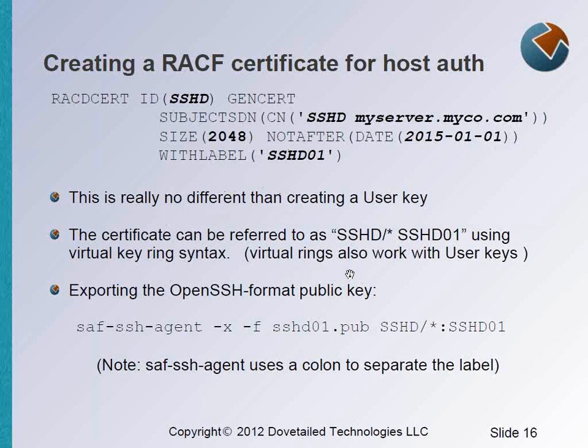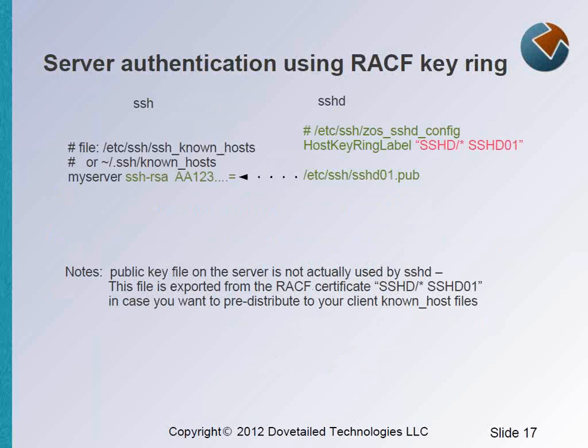And we can use virtual keyring. So I can refer to this as star space SSHD01 with the label. I can export it the same way. So everything is the same to use this. The only other thing I've got to do to use this, once I've got the key in there, to actually hook it up, is, here's a diagram.